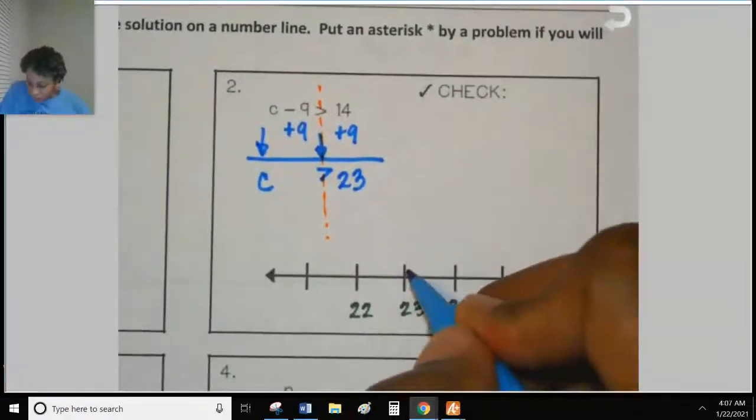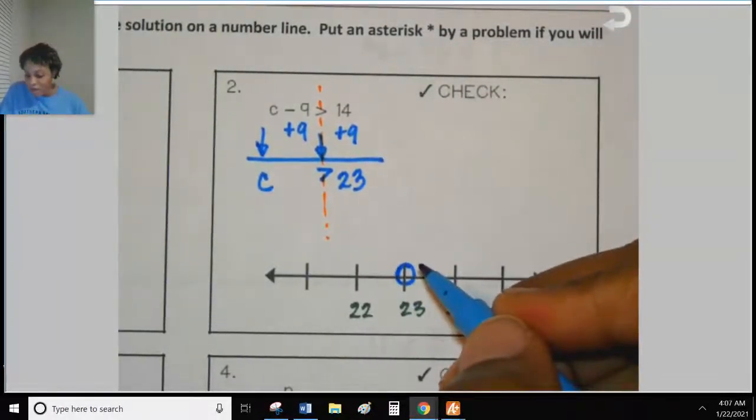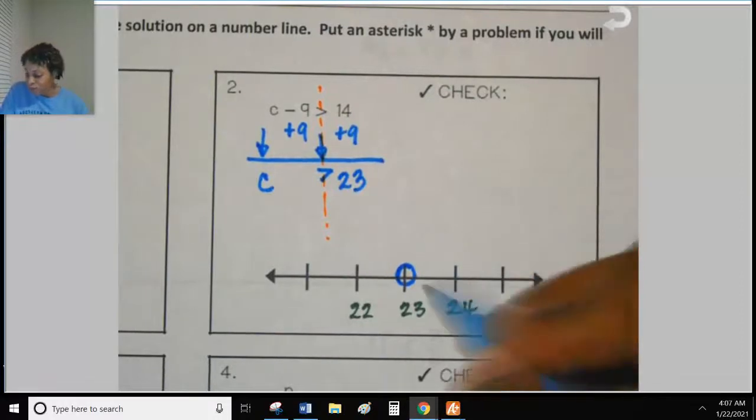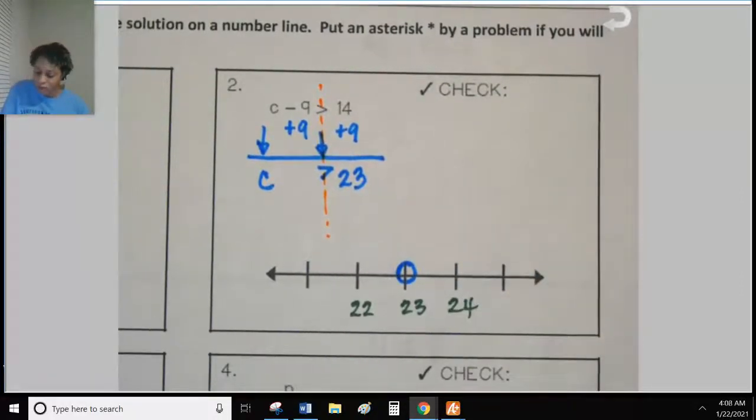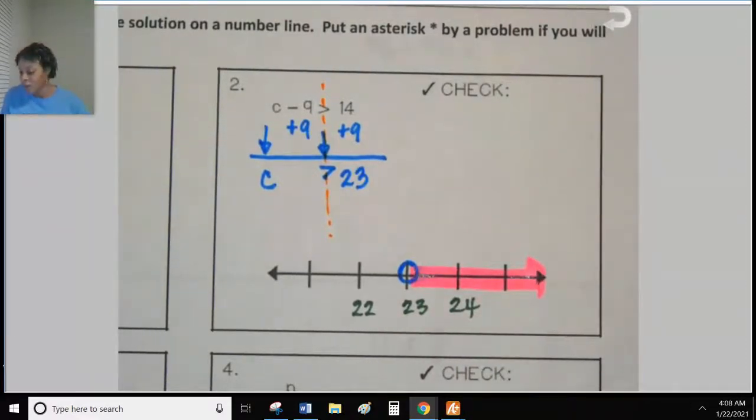I'm going to put a circle on 23. 23 is not a part of my solution set, and numbers greater than 23 are to the right. So I would shade to the right. Anything along this pink line will make that statement true. 24 is greater than 23. 23 and a half is greater than 23. 30, 40, 100, all of those will make that true.